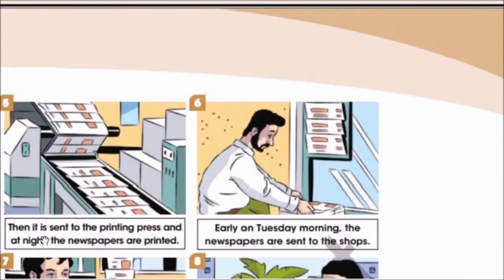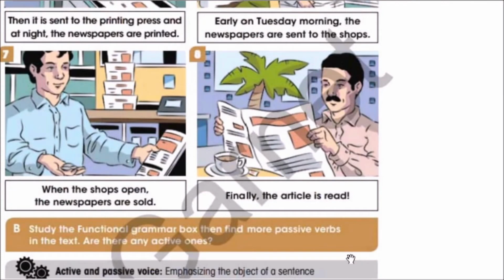Then it is sent to the printing press, and at night the newspapers are printed. Early on Tuesday morning, the newspapers are sent to the shops. When the shops open, the newspapers are sold. Finally, the article is read.